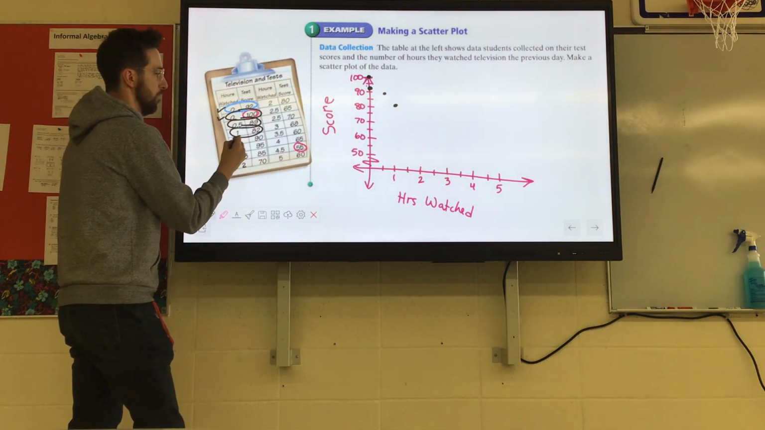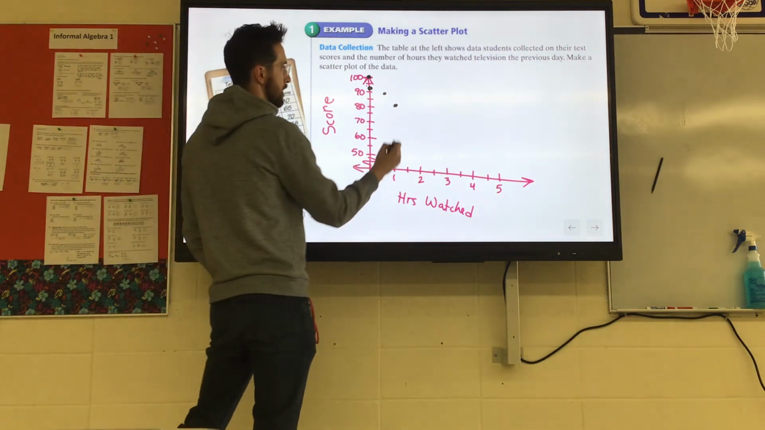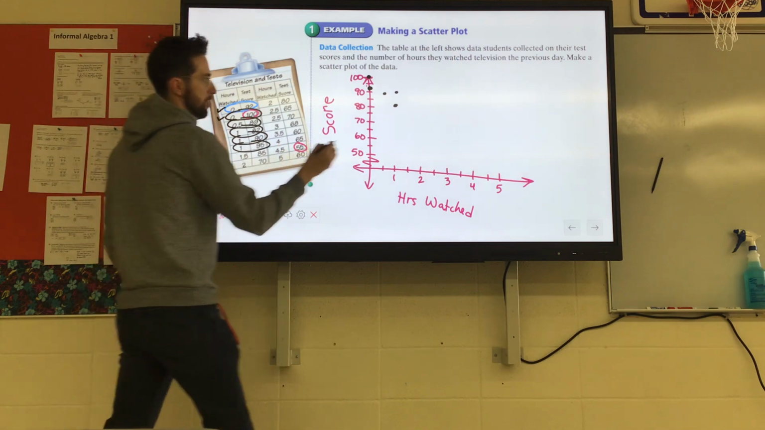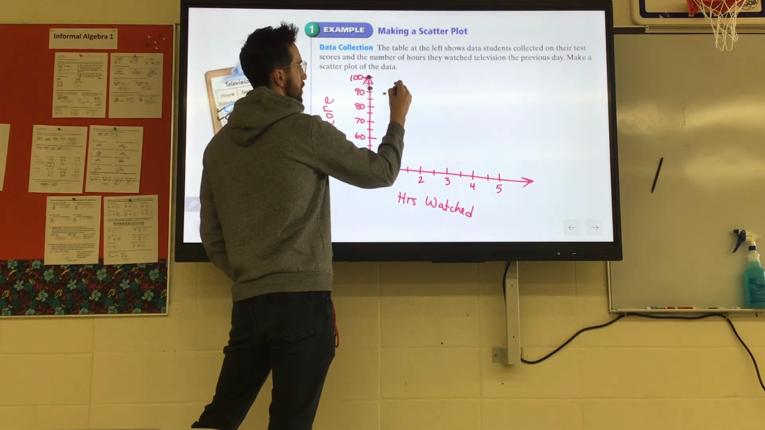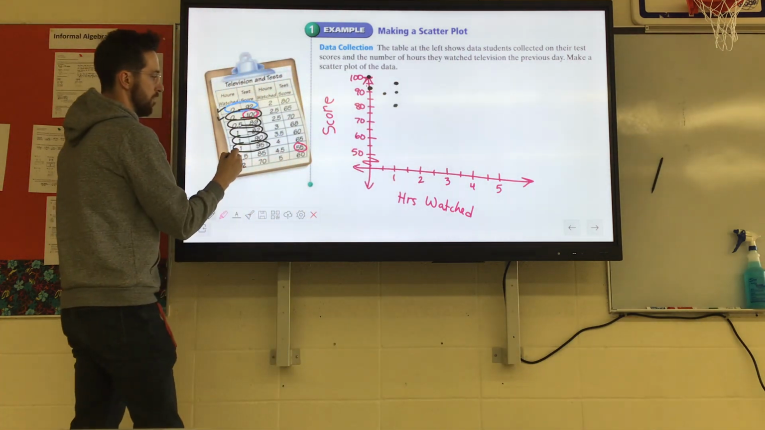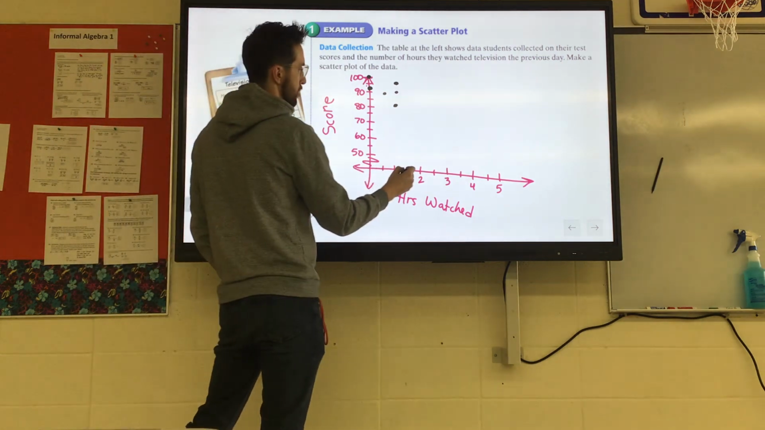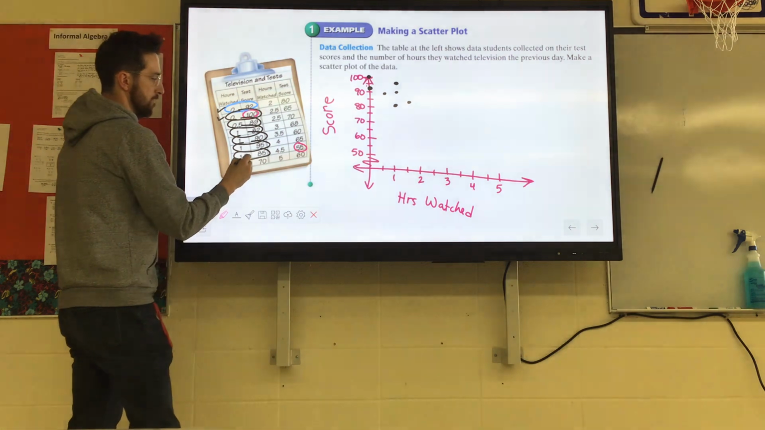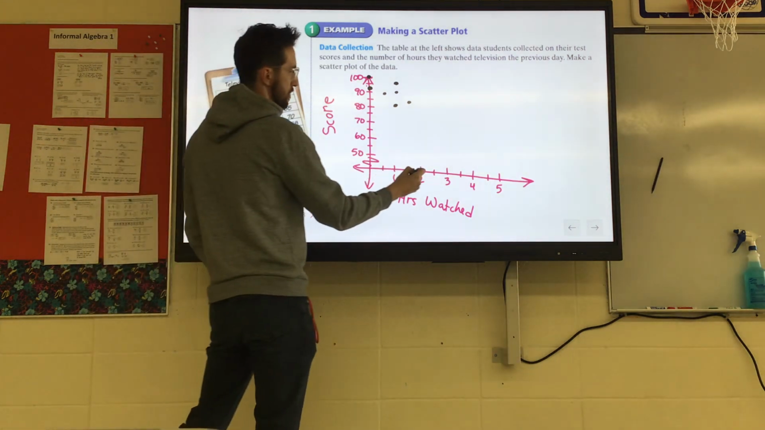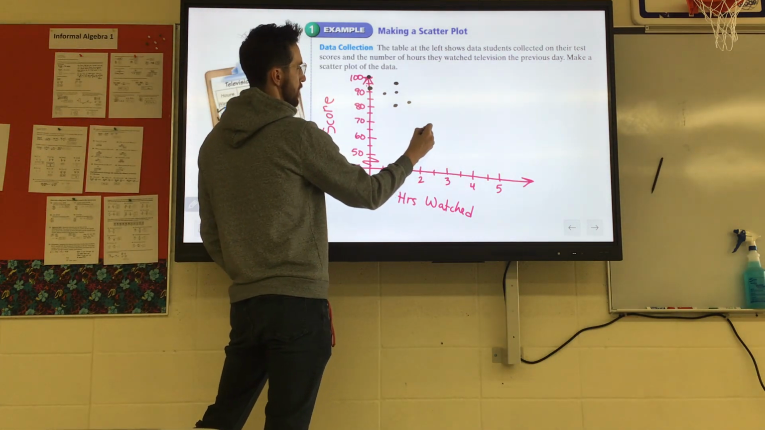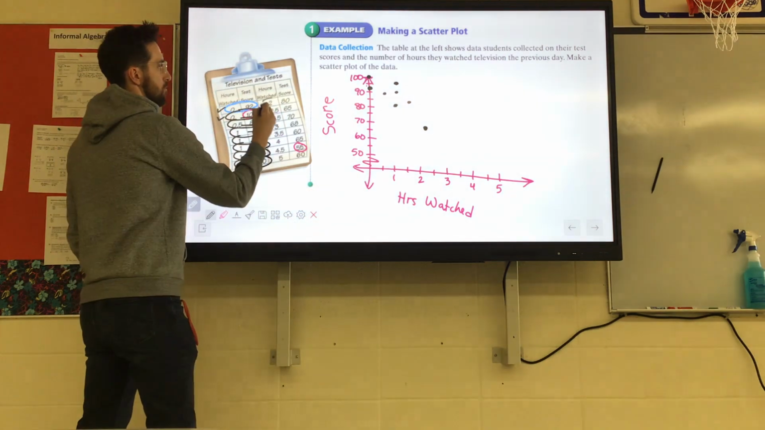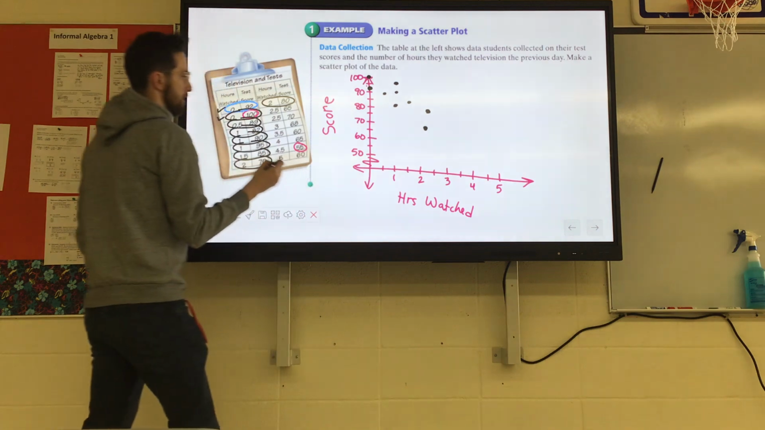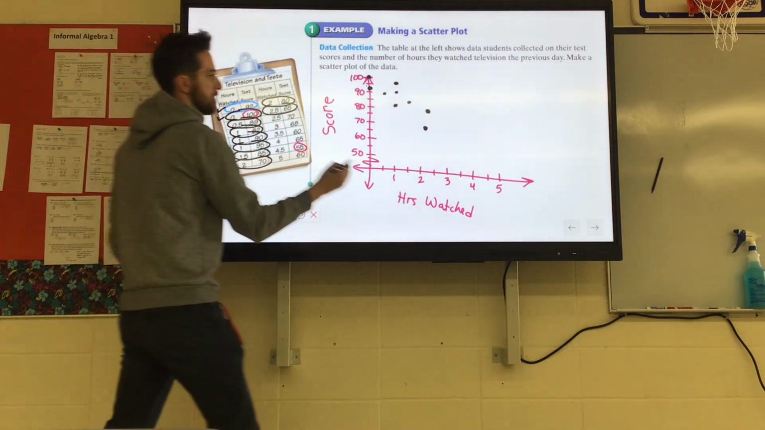That one's graphed, 1 hour. They got a 90. 1 hour got a 95. 1.5 hours, they got an 85. All right, it's not bad. 2 hours, they got a 70%. 70 is about there. 2 hours got an 80. It's about there. 2.5 got 65.